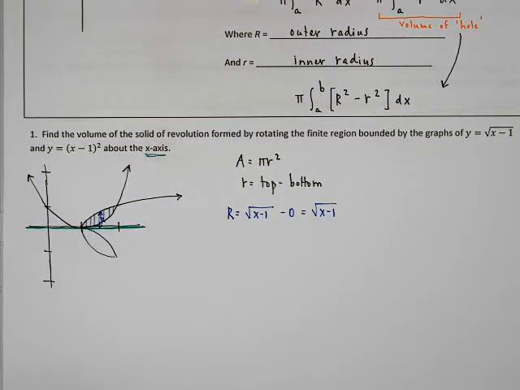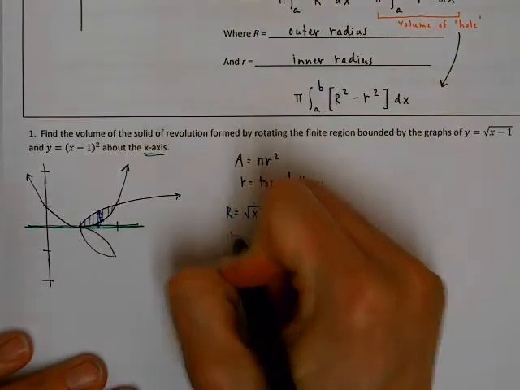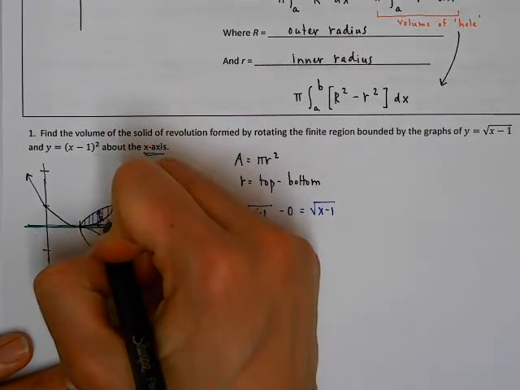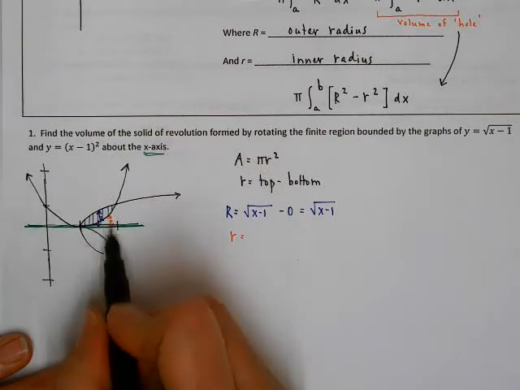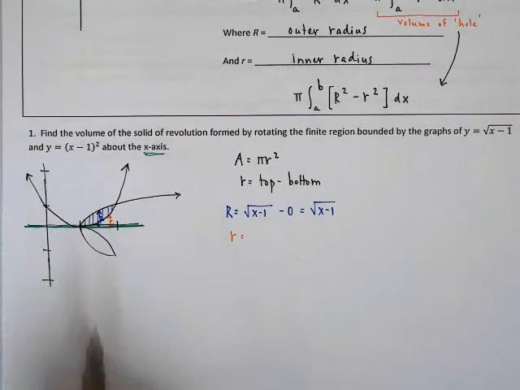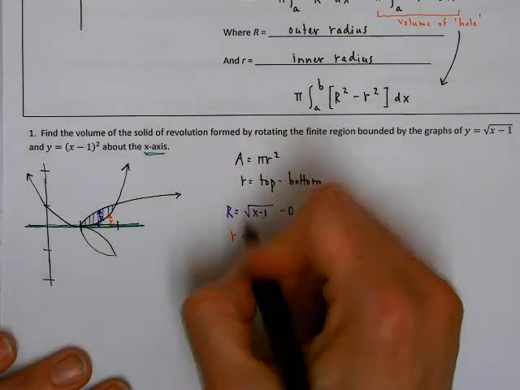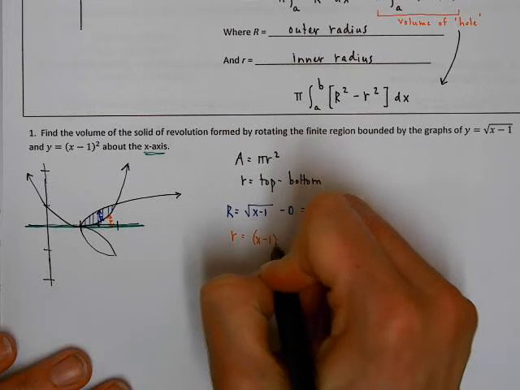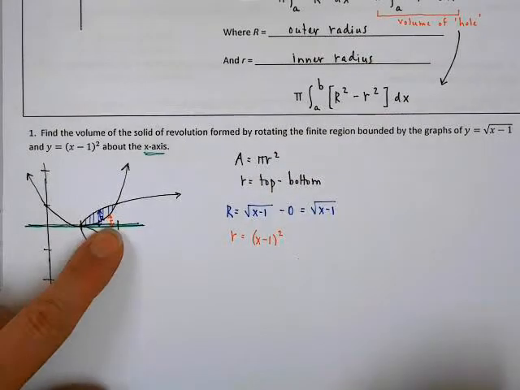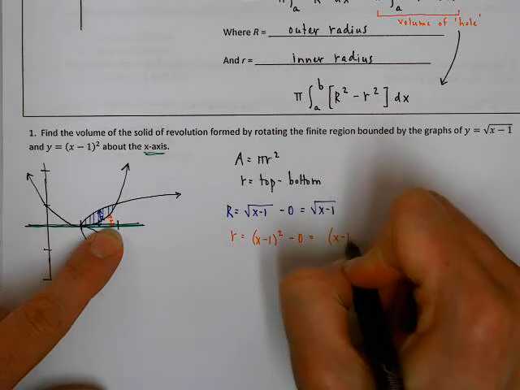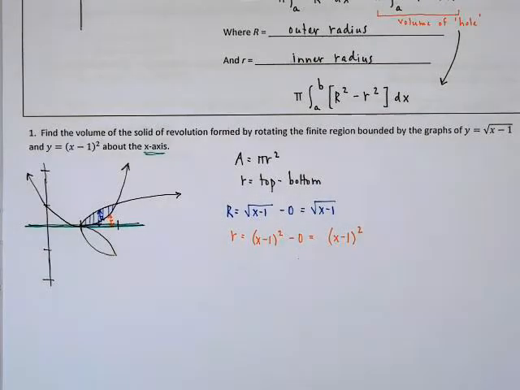Now, my little r is what accounts for that blank space. So it goes from here down to my axis. The little r is that inner radius that fills in the blank space. So the top of my blank space here is my curve x minus 1 quantity squared. The bottom is still the x-axis, so minus 0. So my little r is x minus 1 quantity squared.